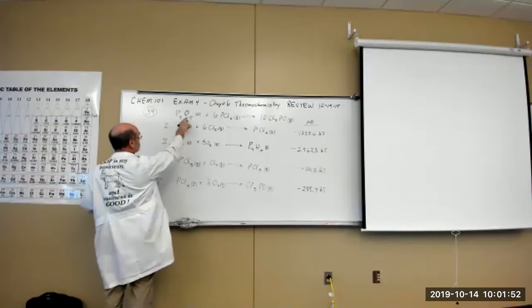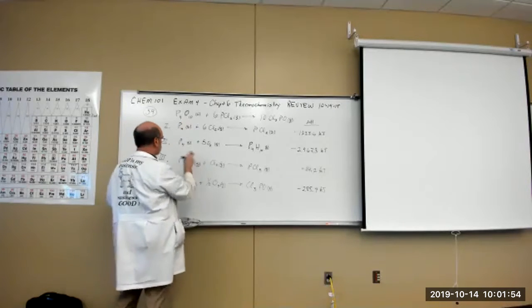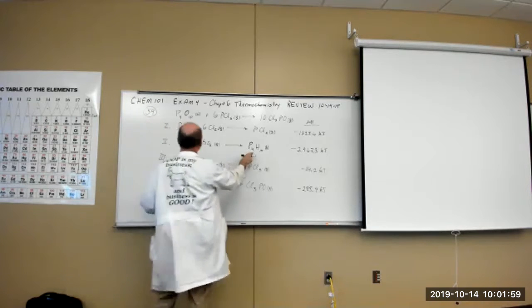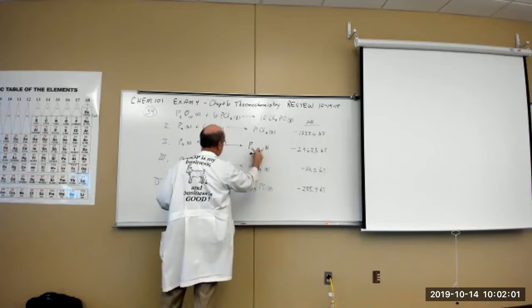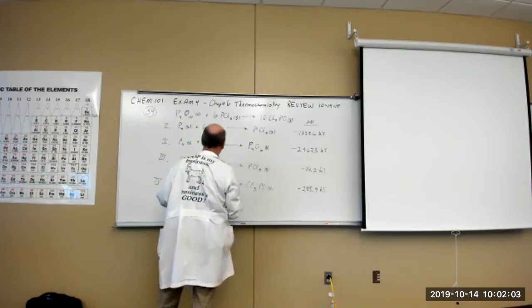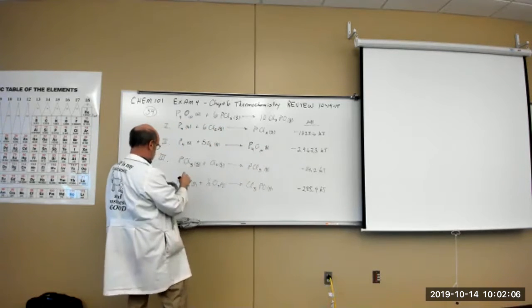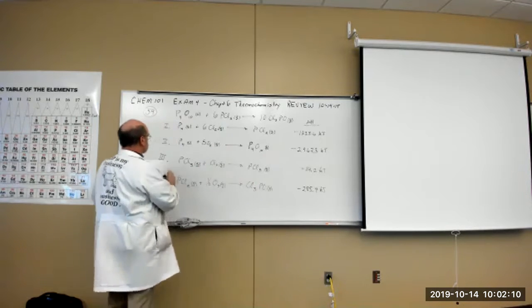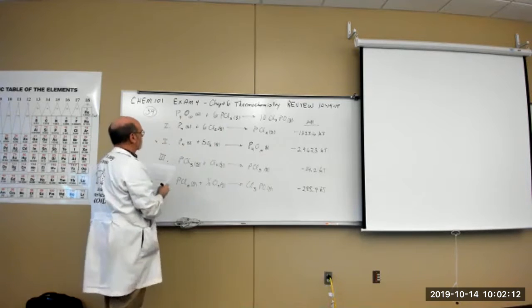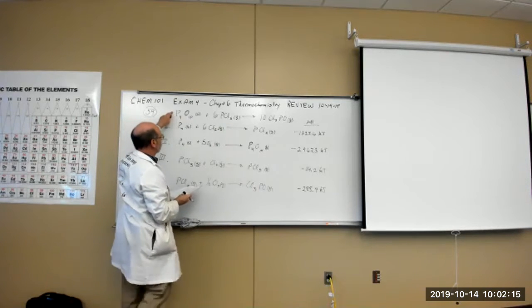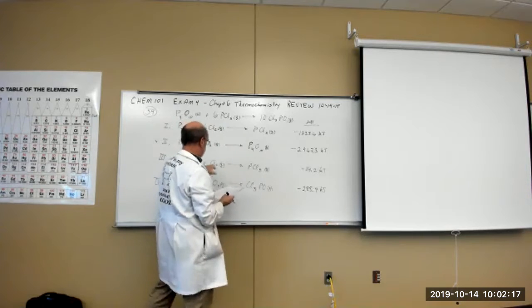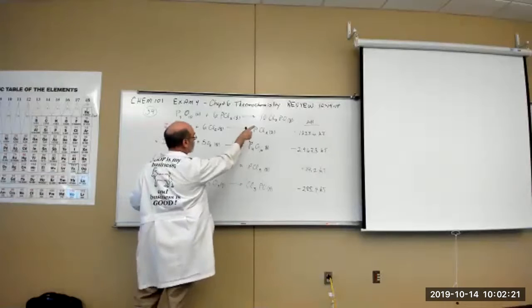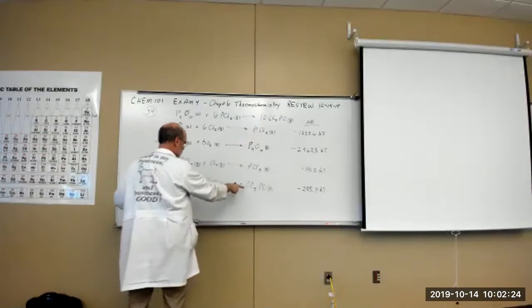Well, we need P4O10. Let's see. Here it is. So we need this one to give us that. PCl5. We need this one here. Cl3PO. And we need this one.